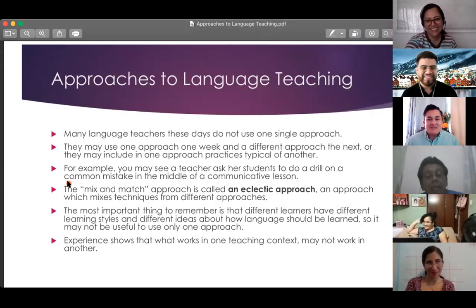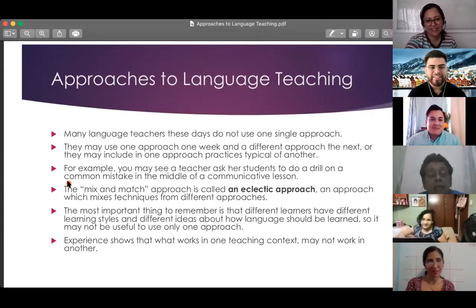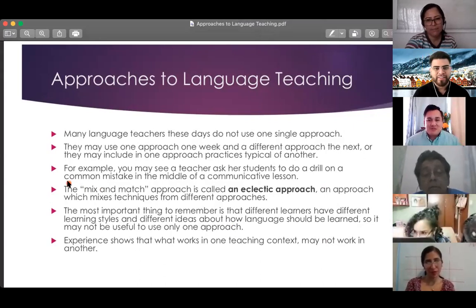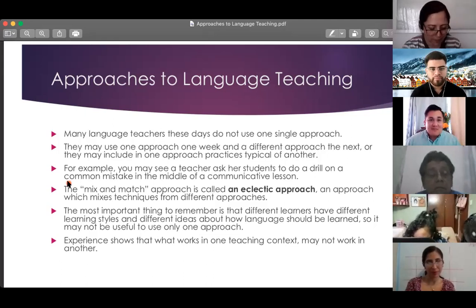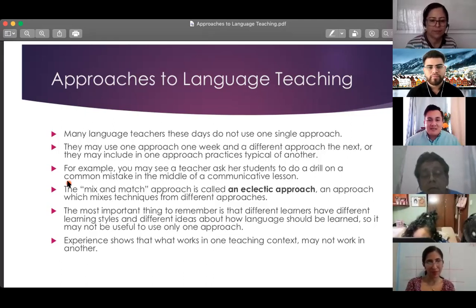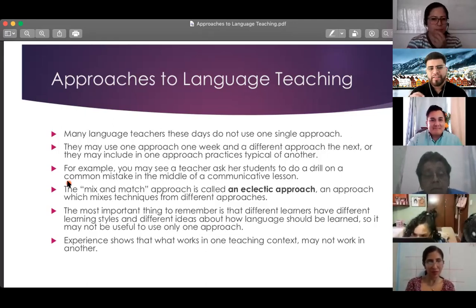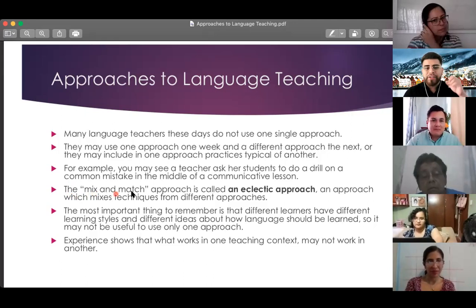Many language teachers these days do not use one single approach. They may use one approach one week and a different approach the next. Or they may include in one approach practices typical of another. For example, you may see a teacher ask her students to do a drill on a common mistake in the middle of a communicative lesson. Yes, and like I mentioned earlier, a communicative lesson doesn't really focus on accuracy. So it would be weird to correct your students' mistakes in a communicative lesson. But sometimes teachers do that, and that is fine. The mix and match approach is called an eclectic approach, an approach which mixes techniques from different approaches.